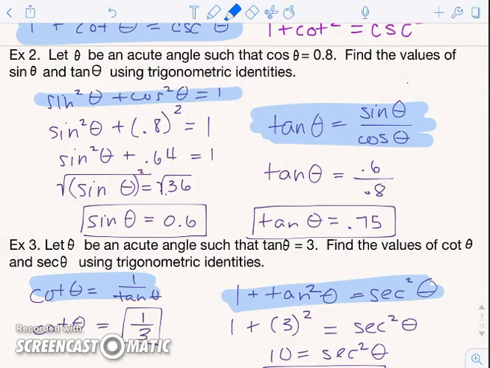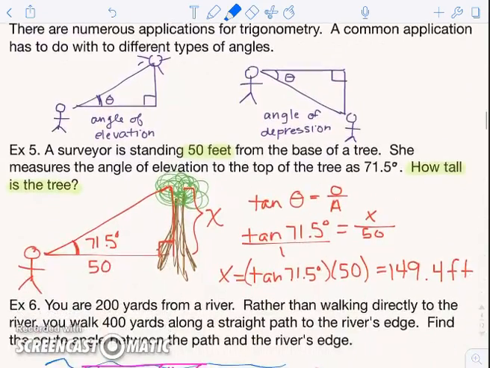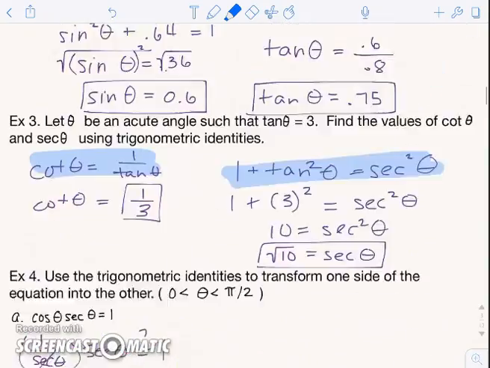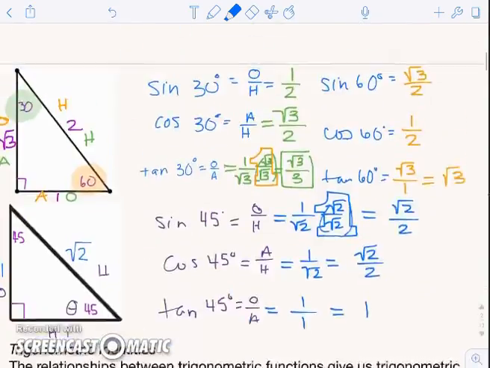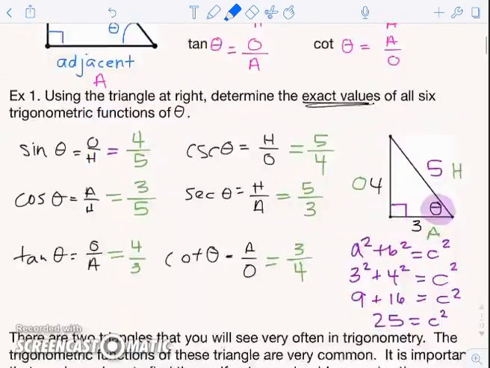The next couple examples are applications of using these identities when they're asking for certain values or certain trigonometric functions, as well as simplifying, and then some angle of elevation, angle of depression, which we are going to do in class. The essential thing is that you have these really key pieces written down, and then we're going to learn how to apply them.